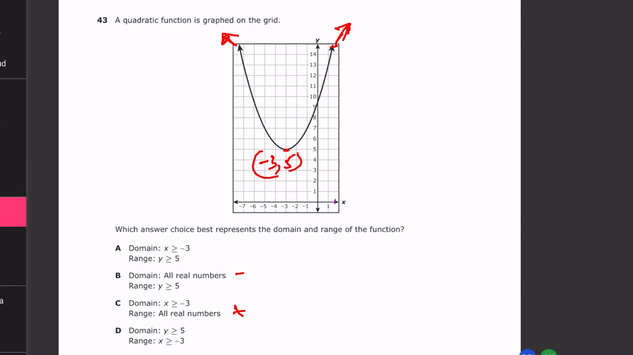So therefore you have all real numbers for x, and the range is all values greater than or equal to 5. You can see here all the values are lying above this value only. So that is above your 5 value. So therefore this is the answer choice that best represents the domain and range of the function. So it is B.